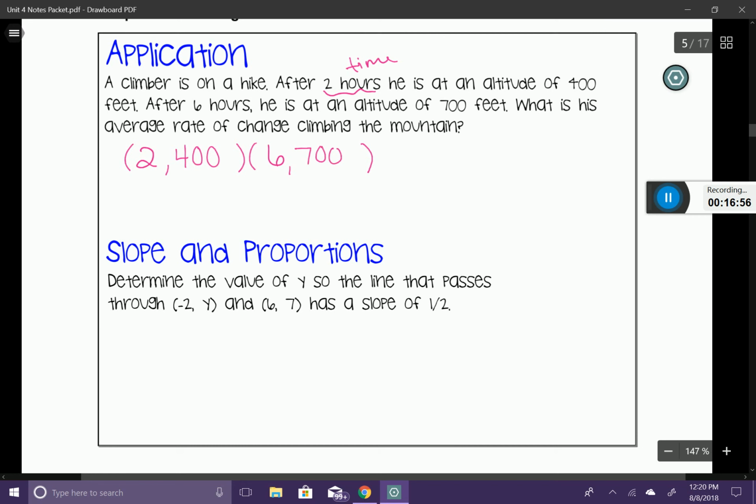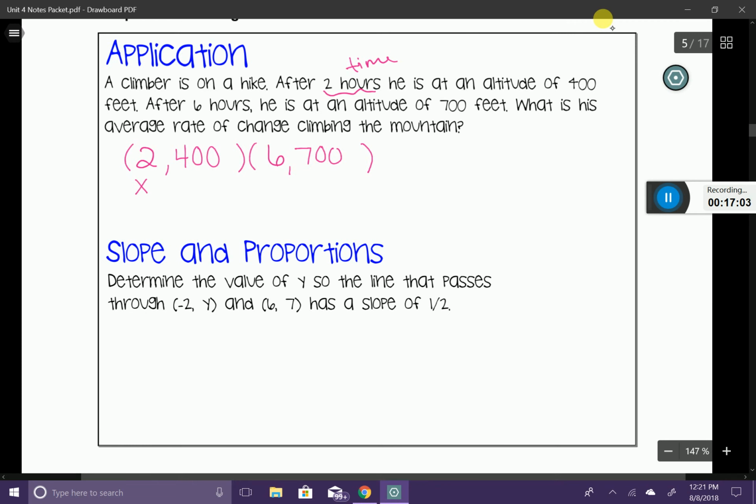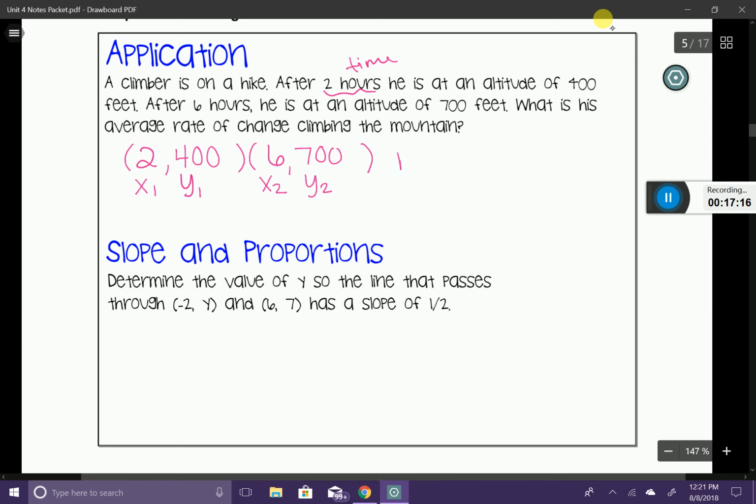My other coordinate is going to be 6 hours and 700 feet. Now that I have those 2 coordinates and those 2 pieces of information, I can go ahead and use my formula to solve. So I'm going to label this one x1 and y1 and this x2, y2. I would highly recommend doing this little labeling. It will really help you prevent errors. All right, my formula, m is equal to y2 minus y1, so those are my y's, over x2 minus x1.